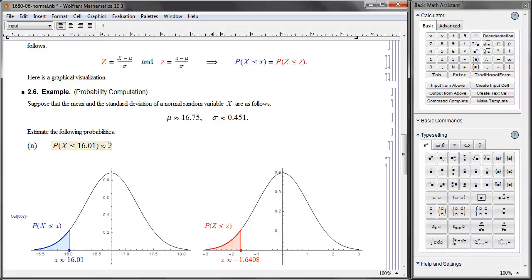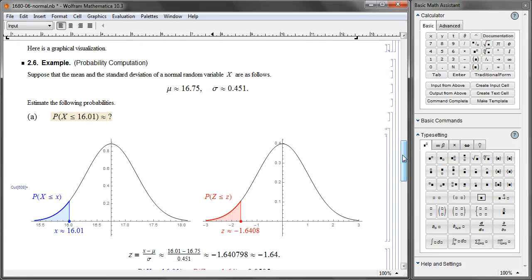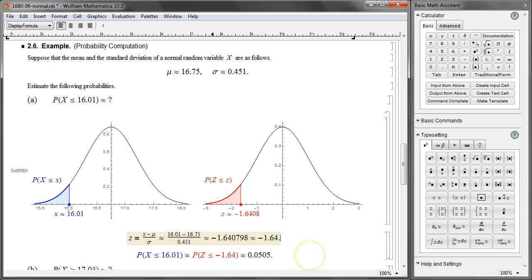And of course, if you standardize this picture using the standardization formula z equals x minus mu over sigma, then you can re-express the same thing in the standard normal picture. And what z-score do you get? It turns out you're going to get negative 1.64. Well, indeed, all you have to do is this computation, x minus mu over sigma. Punch your calculator, and then you get negative 1.64.